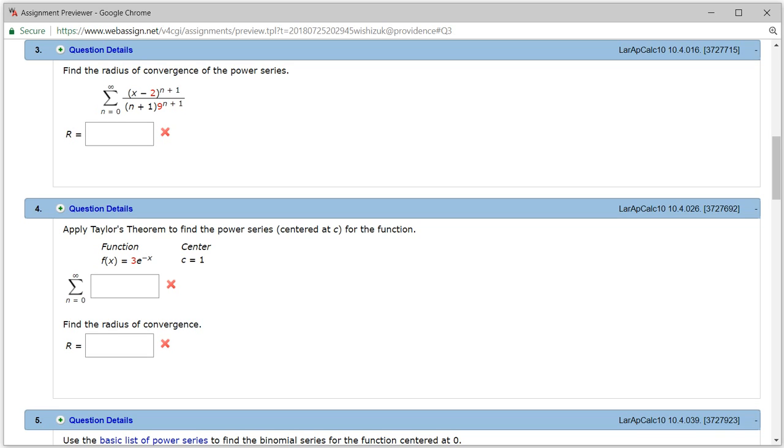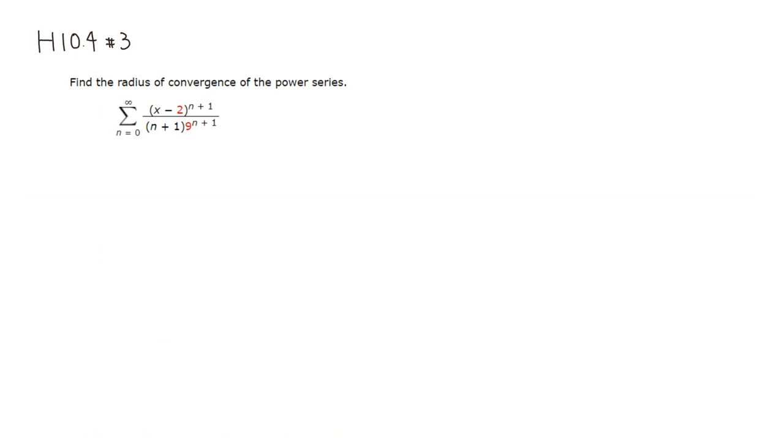All right, let's look at homework 10.4, problem number 3. Let's use the ratio test to find the radius of convergence. We're going to take the limit as n approaches infinity.